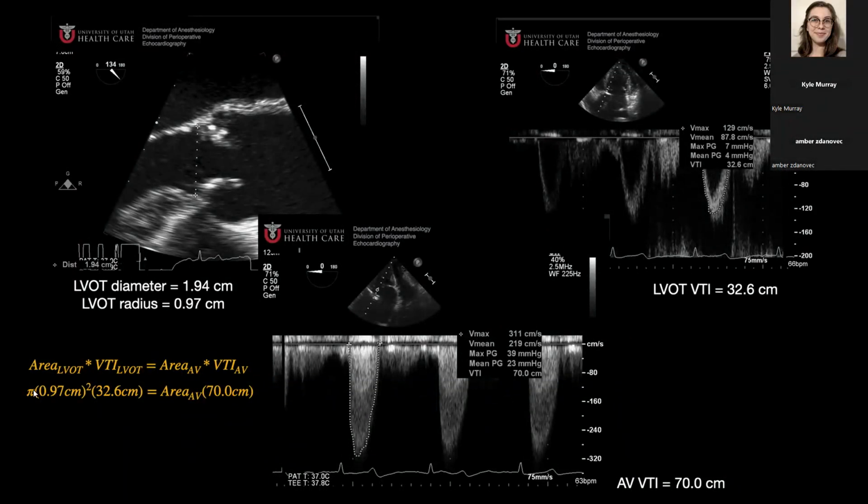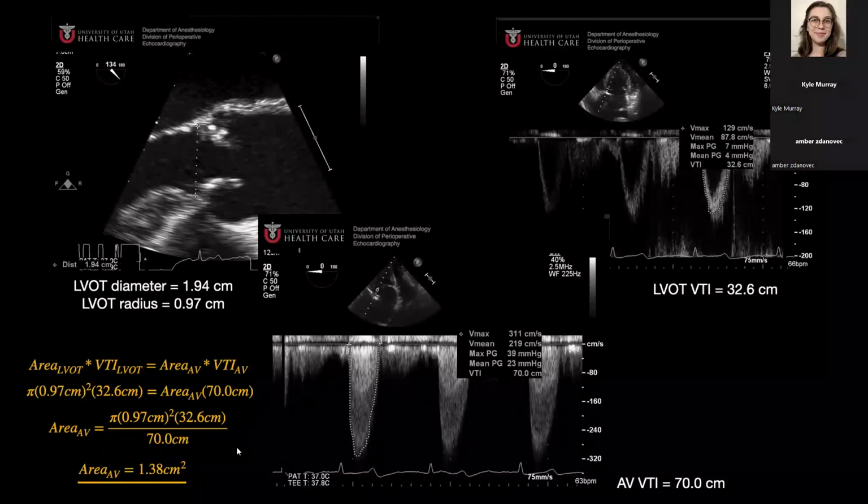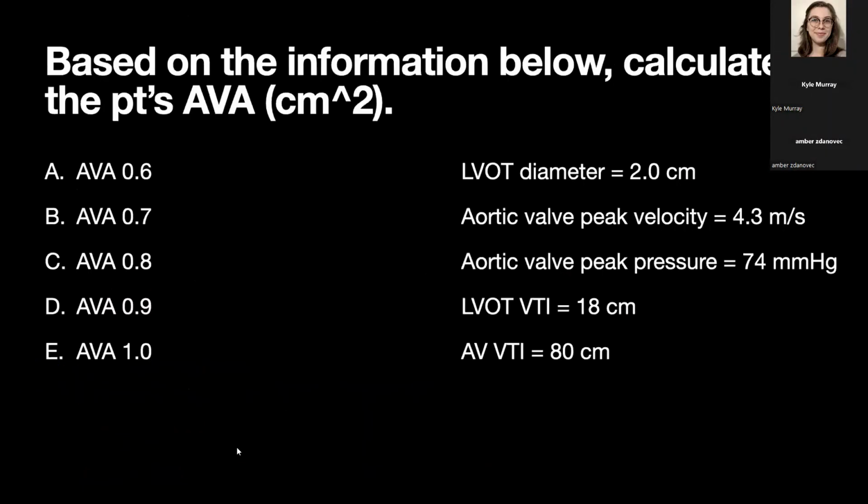So this is our area, so it's the area of a circle, so pi times our radius squared times our LVOT VTI, which is right over here, equals aortic valve area times aortic valve VTI. You do the math, 1.38 centimeters. So does this person have severe AS? No. I think that qualifies them as moderate on the chart.